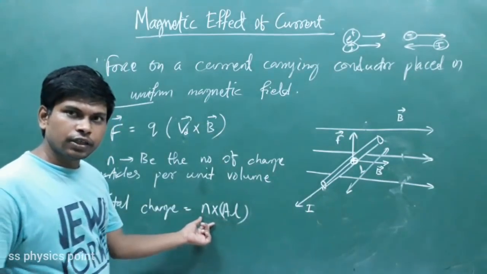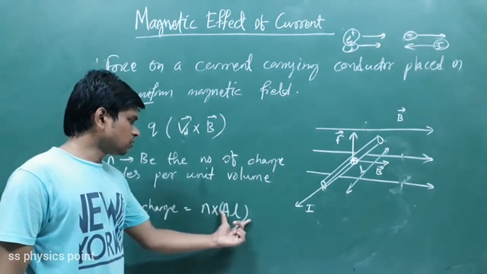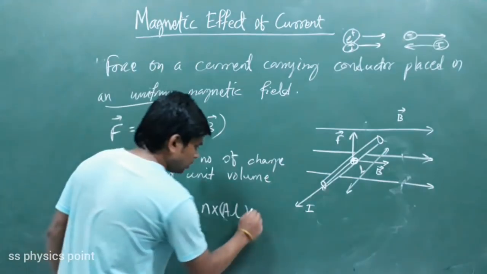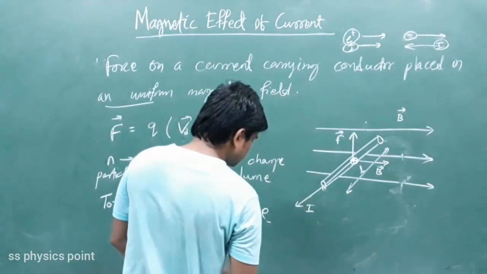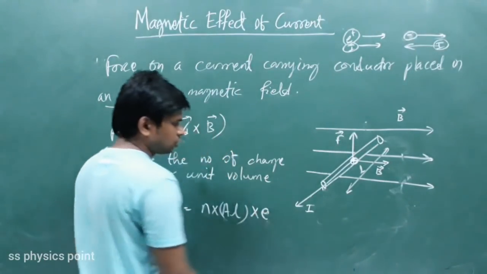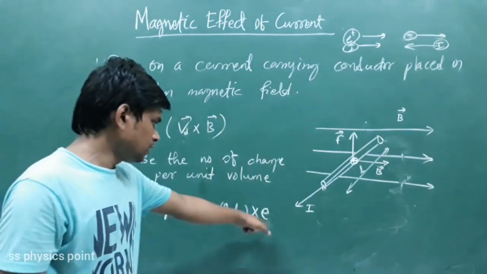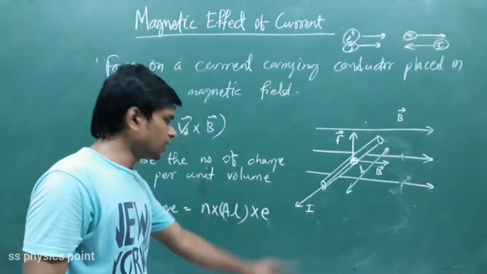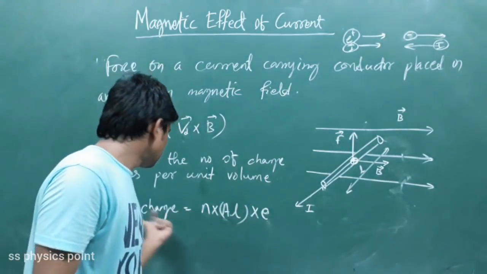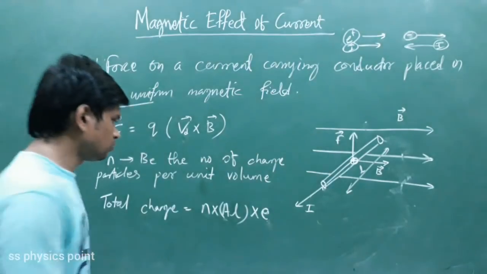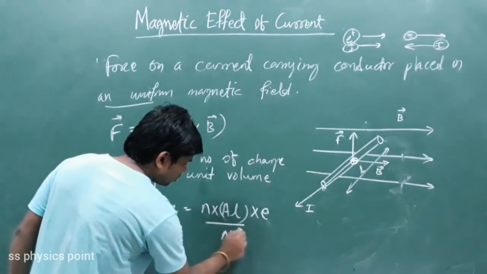Per unit volume how many charges there are, and in the whole volume how many charges there are, that is the total number of charge particles, into the charge of each one. I am taking positive charge, suppose a positron, E. You can say it is also minus e, but that is a little bit confusing, so just take it as positive or positron. So this is the total charge. Total charge equals N, capital N, into E.